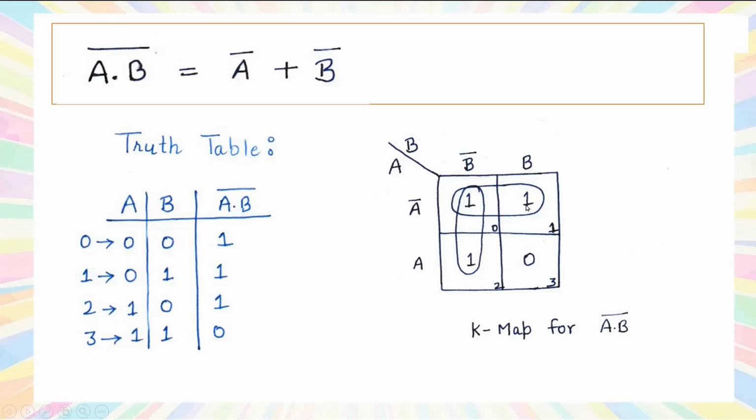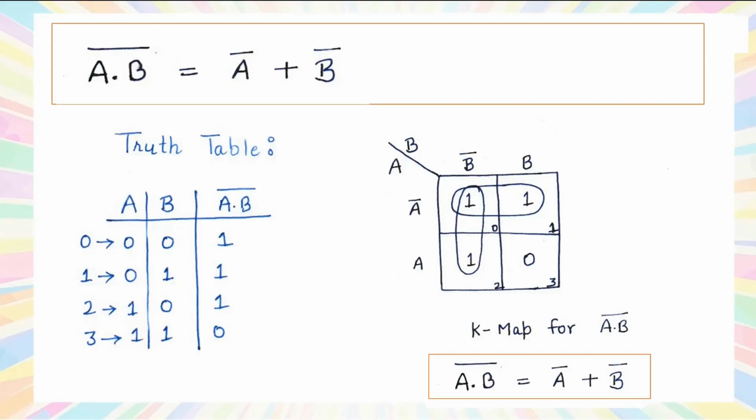To reduce this expression, as you know, we need to encircle the ones. So this is the first circle and this is the second one. So the number of circles means the number of terms in the final expression. From this circle, we can conclude that it is A bar, and from this circle, we can conclude that it is B bar. Hence, this De Morgan's Theorem 1 is proved.